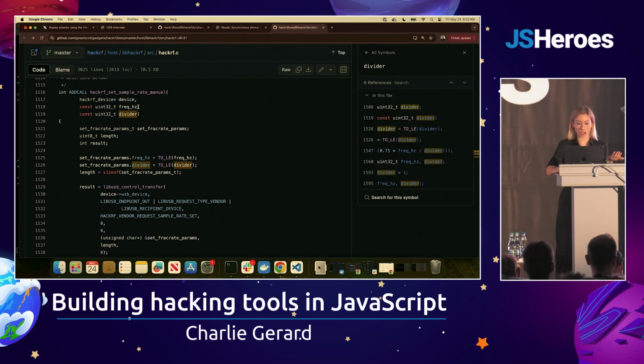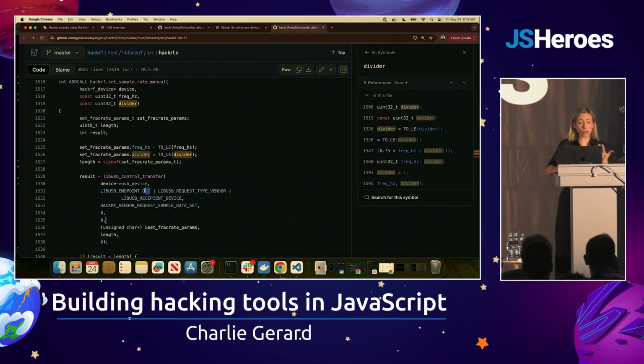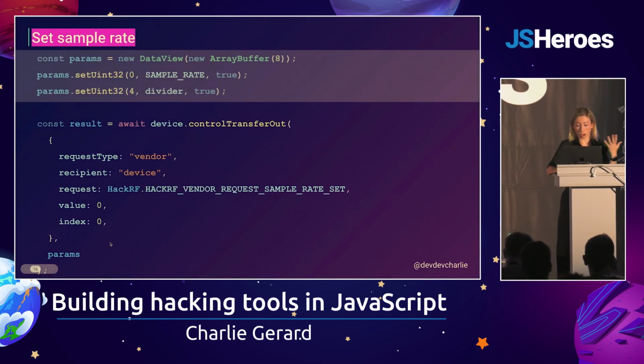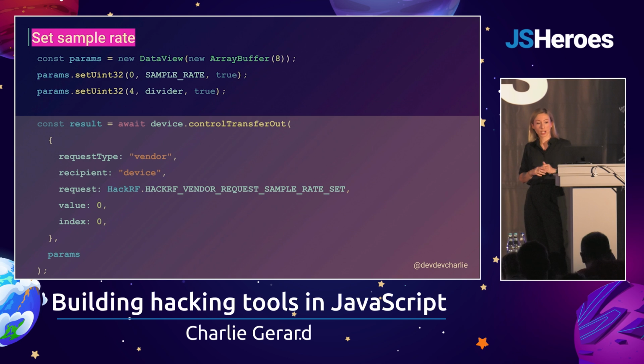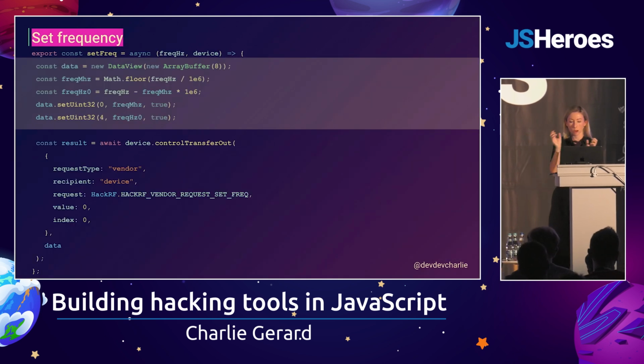So if we look at the sample rate and we go to, I think it's this one, sample rate. Here they do the same as well, where the frequency is a 32-bit integer and then a divider, and they use control transfer out, and then 0, 0, and the parameter that we're passing, and this is what I'm doing here as well. So as long as I'm following the official SDK, but the WebUSB API works a little bit differently, then I can set different things.